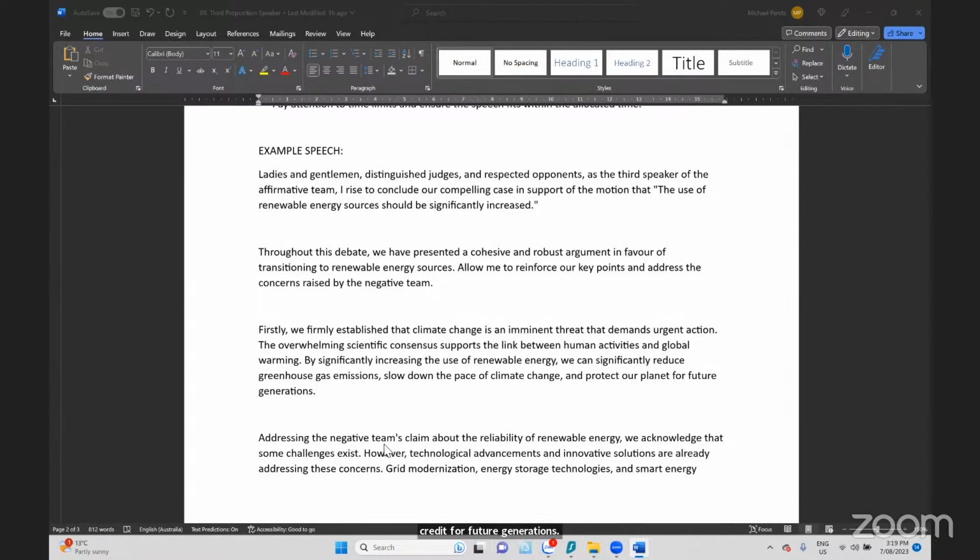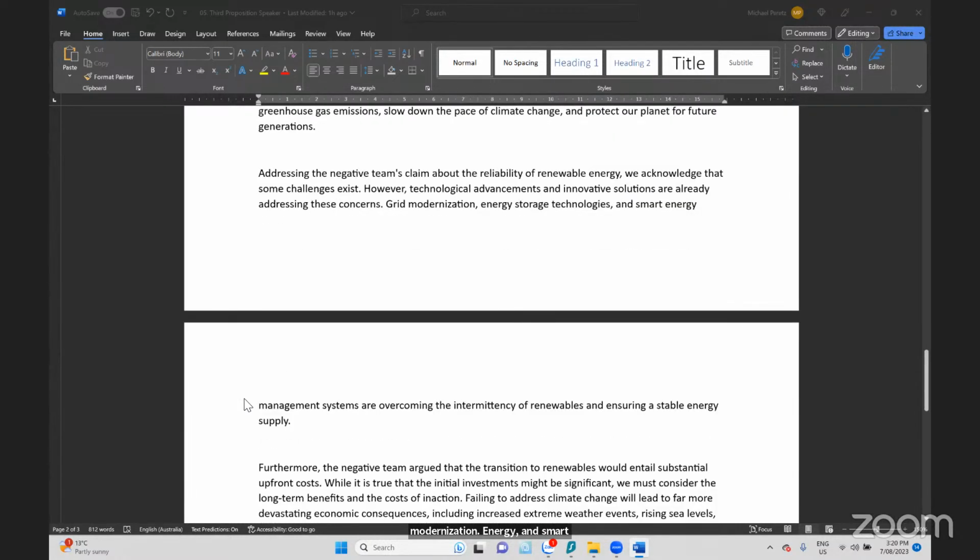Addressing the negative team's claim about the reliability of renewable energy, we acknowledge that some challenges exist. However, technological advancements and innovative solutions are already addressing these concerns. Grid modernization, energy storage technologies, and smart energy management systems are overcoming the intermittency of renewables and ensuring a stable energy supply.